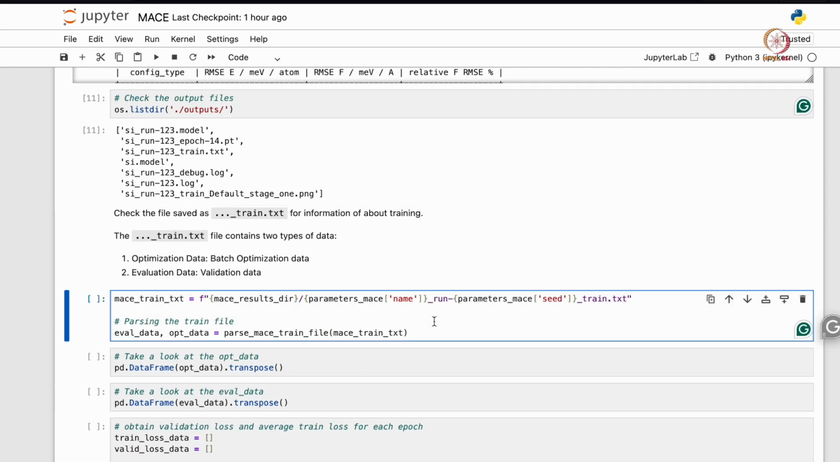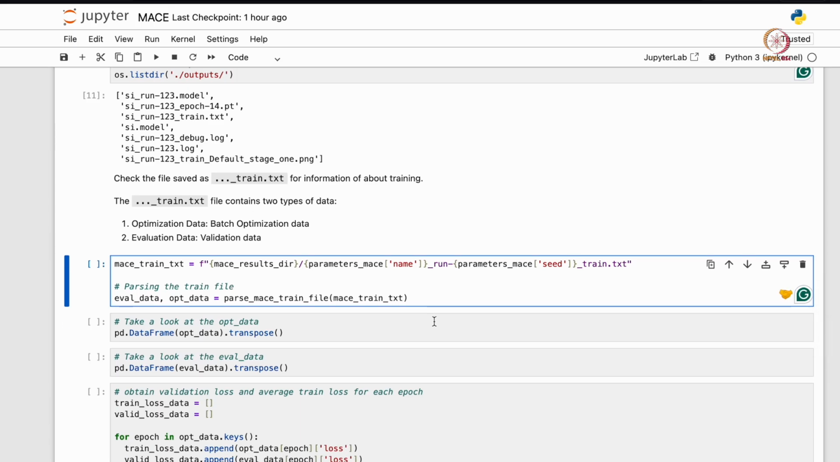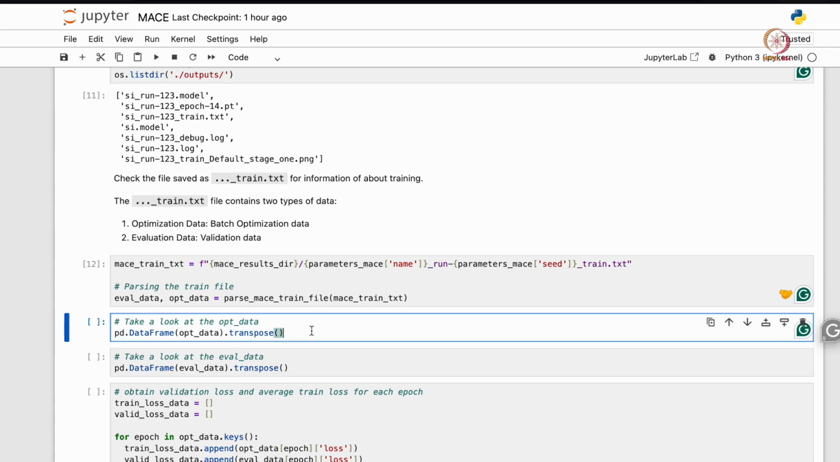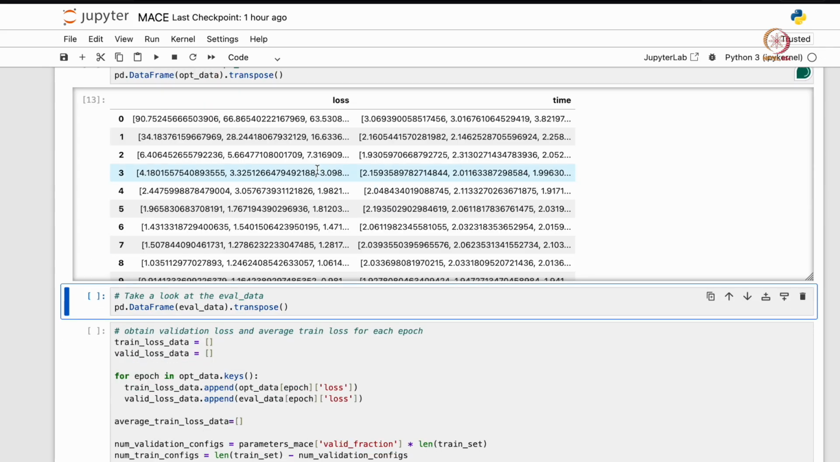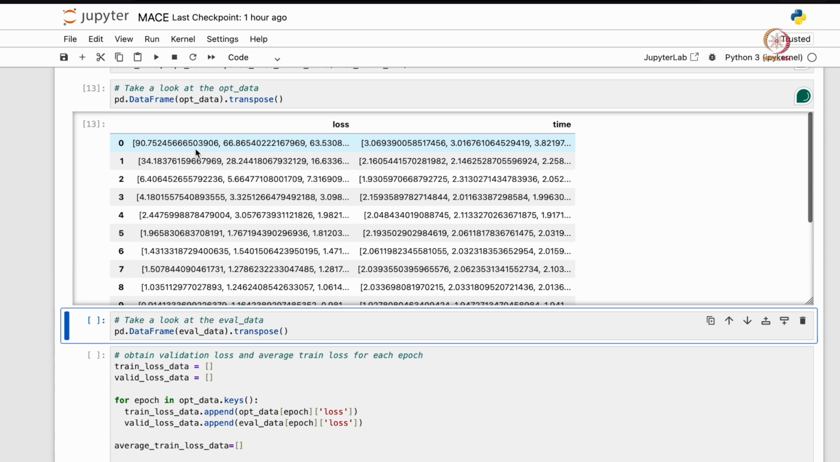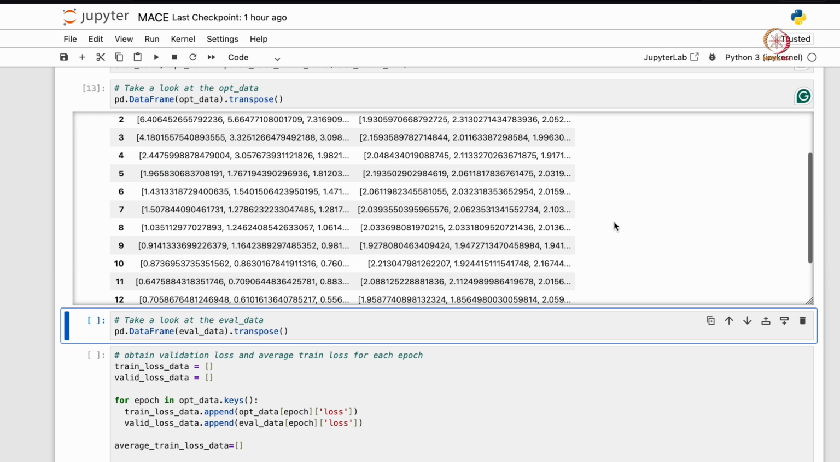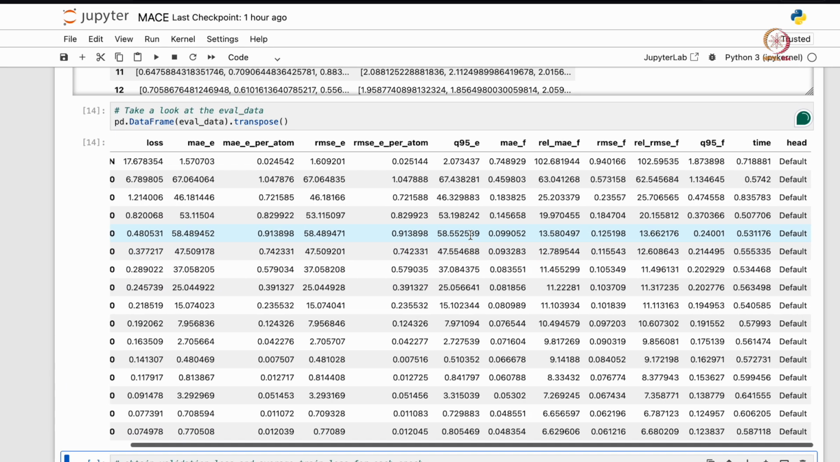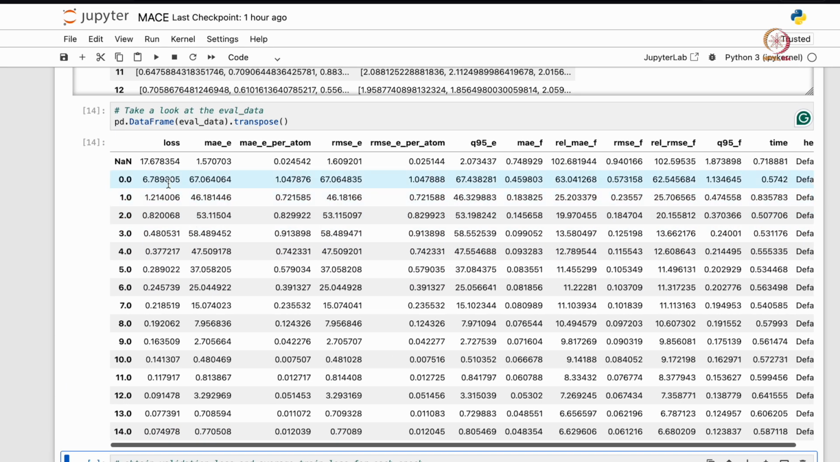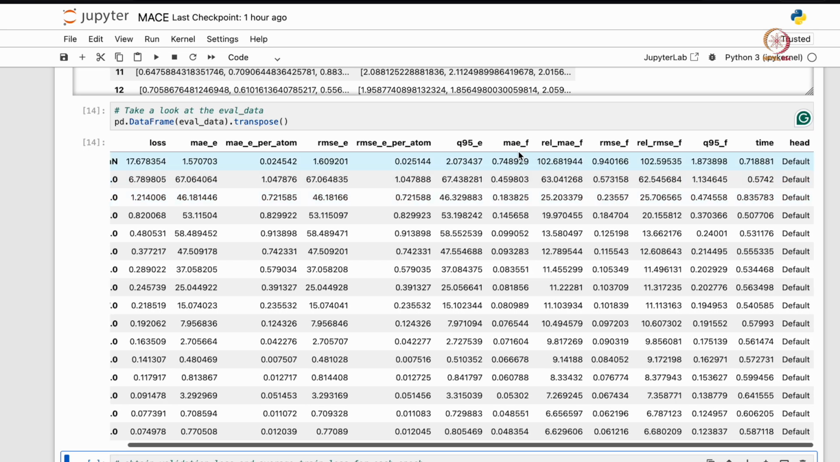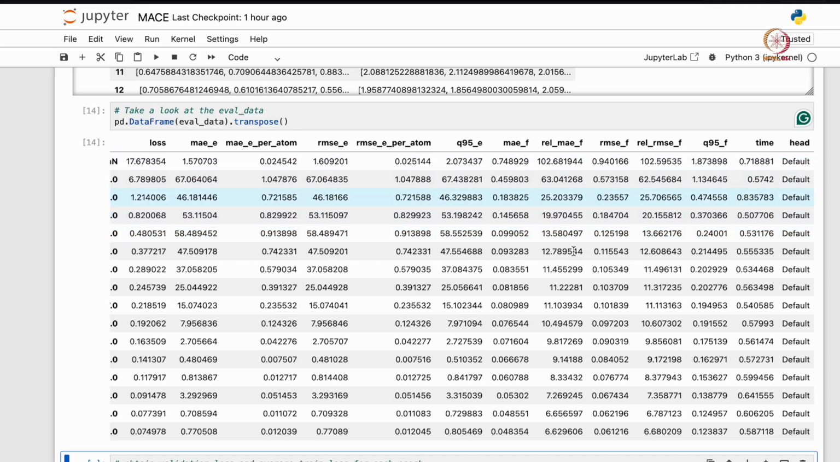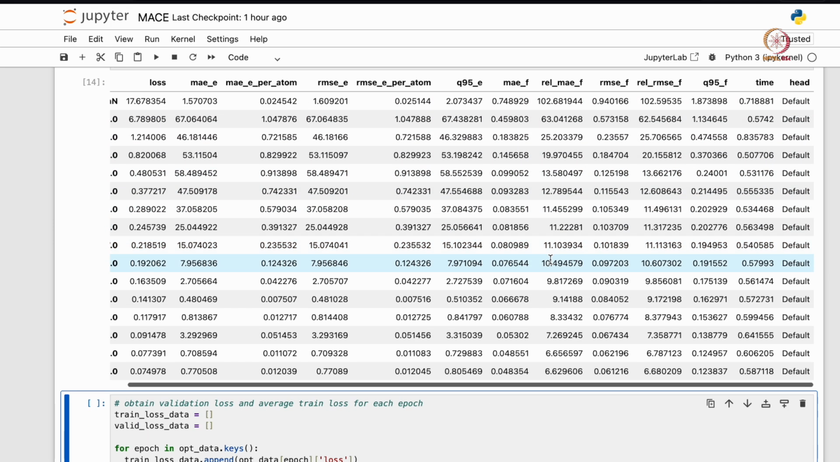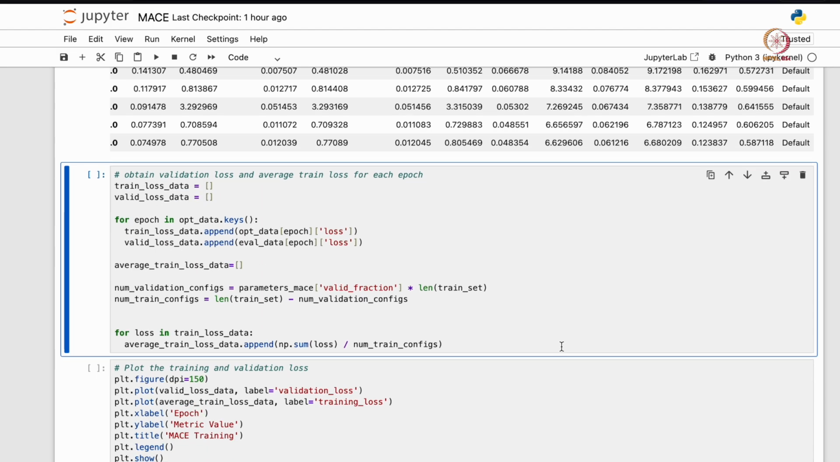Now we want to take a look at the individual data points of what happened in each run. So you can see the time steps and the losses. Okay, and you can do a transpose of this data frame, and this way for each epoch you have all the information. You have the MAEs, you have the RMSEs. Okay, for each run of the training run, each epoch of the training run.